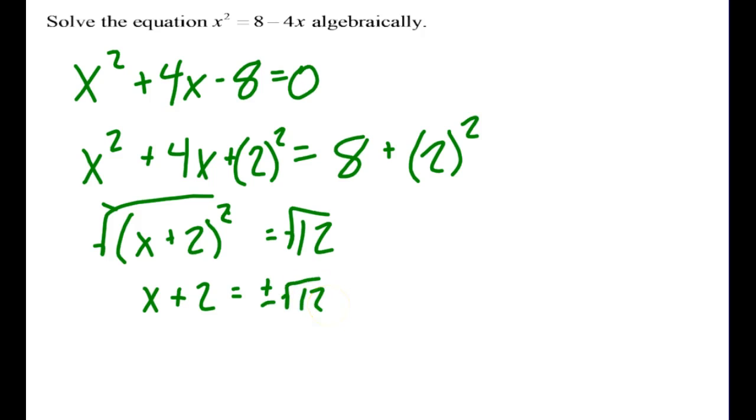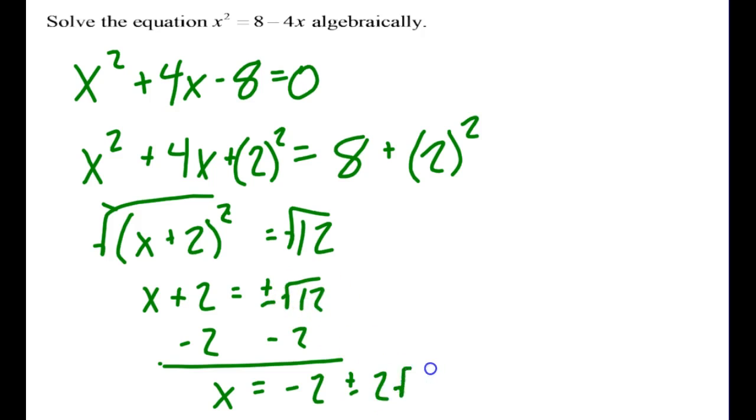And that will simplify down to 2 radical 3. So the last step, subtract 2 to the other side. We get x is equal to negative 2 plus or minus radical 12, which simplifies down to 2 times radical 3. If you used the quadratic formula, you would come up with the same solutions. If you graphed and found these x-intercepts, the zeros, you would get the decimal approximation of these two values.